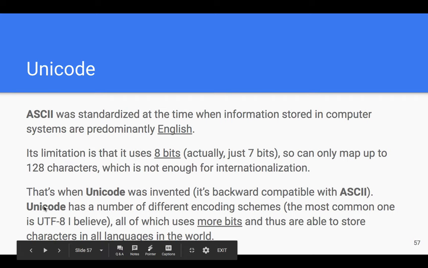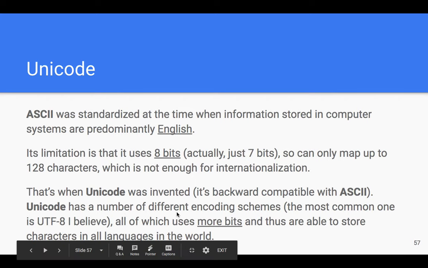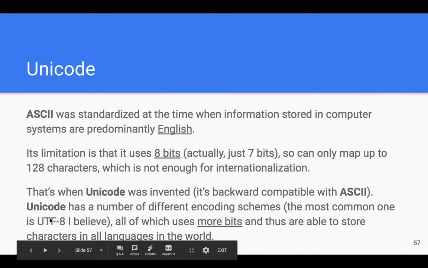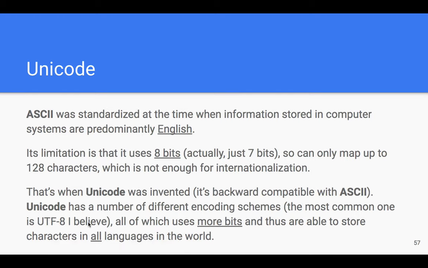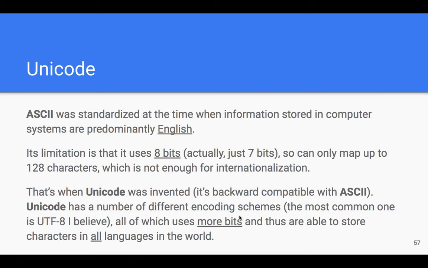Unicode is also very flexible, very extendable, I would say. It allows for a number of different encoding schemes, so there are even different ways to encode Unicode. Unicode is not a single schema. The most common one is called UTF-8, I think. That's what I use mostly at work. And regardless of what the encoding scheme is, Unicode uses more than 8 bits to do the character mapping, so it's able to store pretty much all the characters in all the languages in the world.